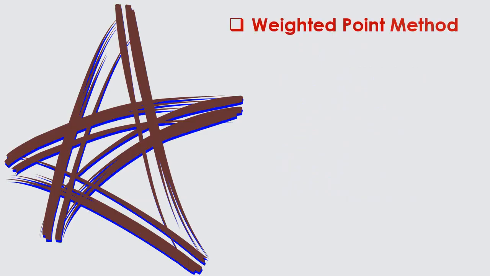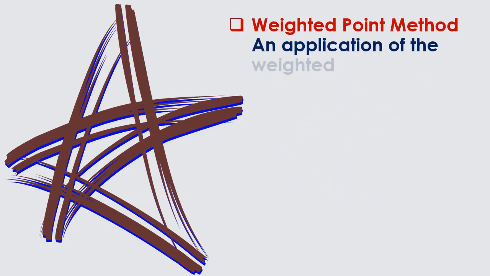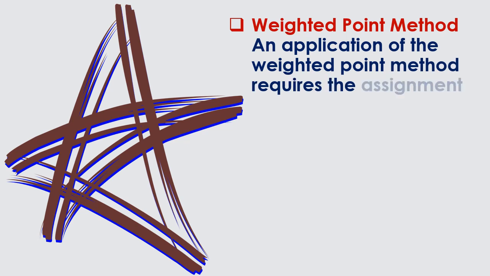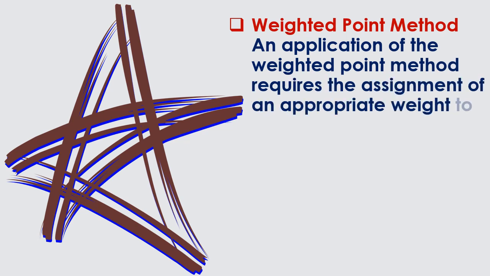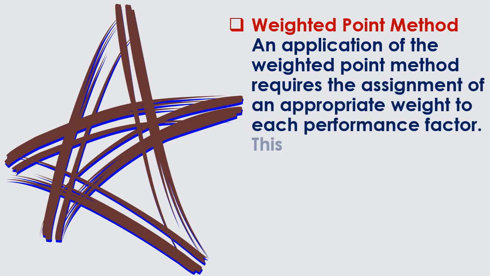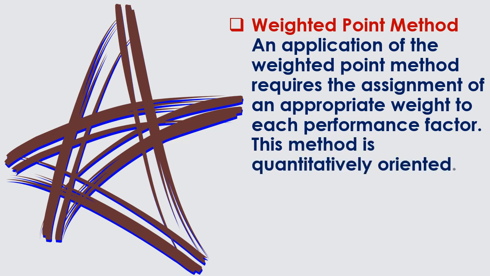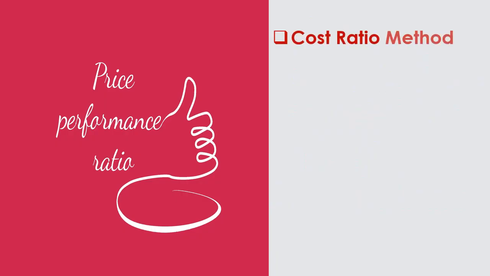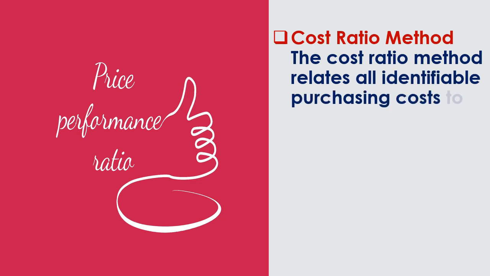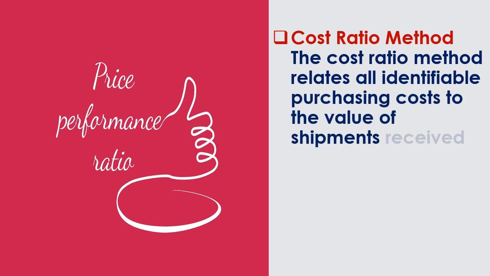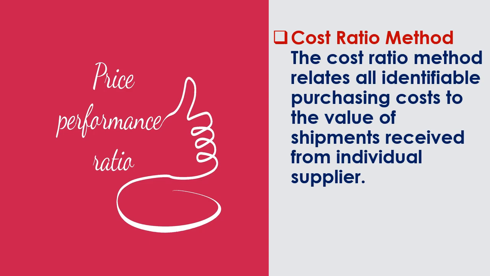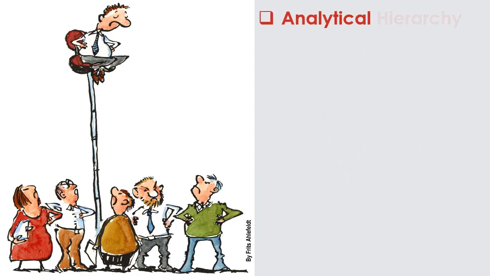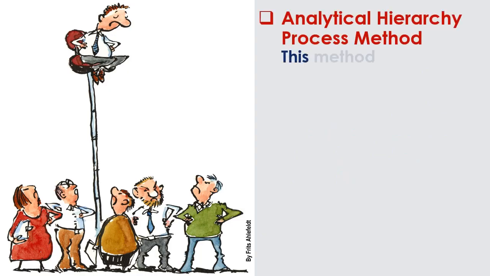Weighted point method. An application of the weighted point method requires the assignment of an appropriate weight to each performance factor. This method is quantitatively oriented. It is more objective than the categorical method. Cost ratio method. The cost ratio method relates all identifiable purchasing costs to the value of shipments received from an individual supplier.